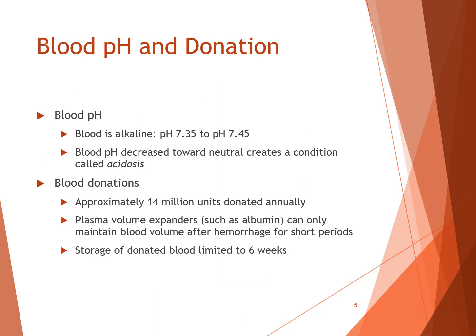Blood pH is a little bit on the alkaline side, with a pH of 7.35 to 7.45 being the normal range. Remember that pH scale where 7 is neutral and anything above 7 is considered alkaline and anything below 7 is considered acidic. When blood pH decreases towards neutral, this can create a condition called acidosis. However, acidosis is rare. Typically what happens is blood has a tendency to become a little less alkaline, but not acidic by the normal definition of the pH scale.